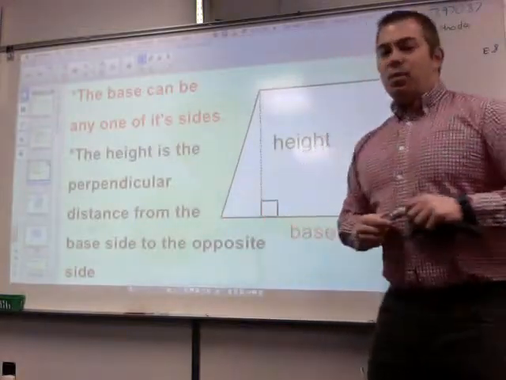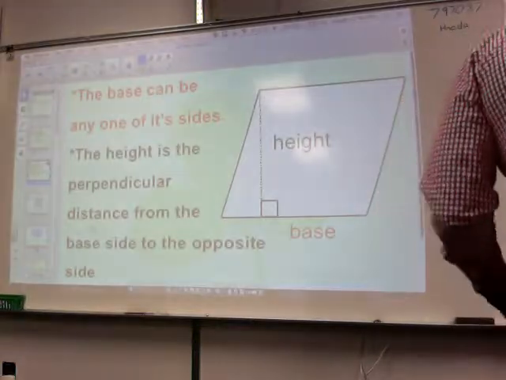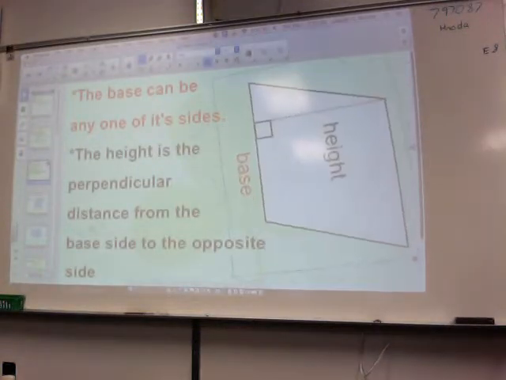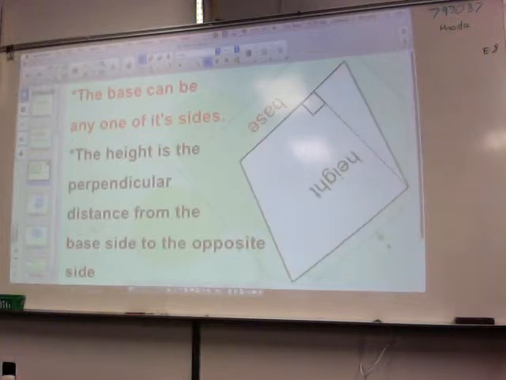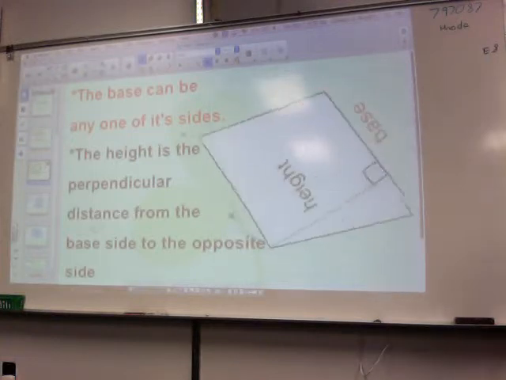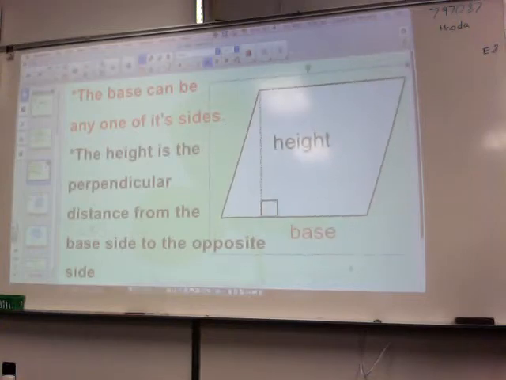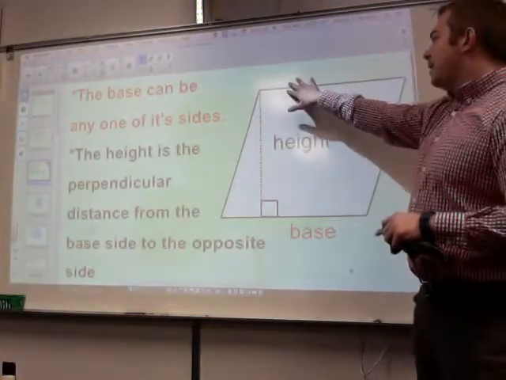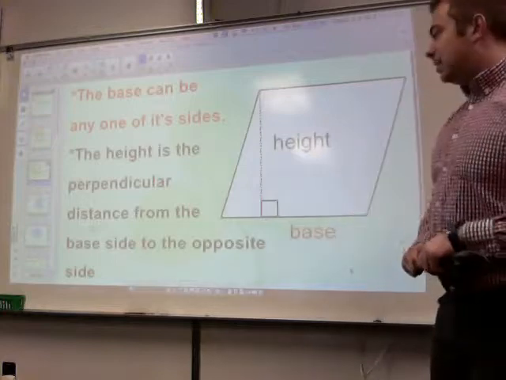The base can be any one of its sides. So right now, this is my base, but if I turn my figure, if I make it kind of straight, this could be my base now, okay? I can keep turning it and find different bases. I have a different base on the bottom now. So I'm going to put it back to where it was, but all of these could be my bases if I just turn it, or I could say this is my base up here too without turning it. But the confusing part with this lesson is finding the height.